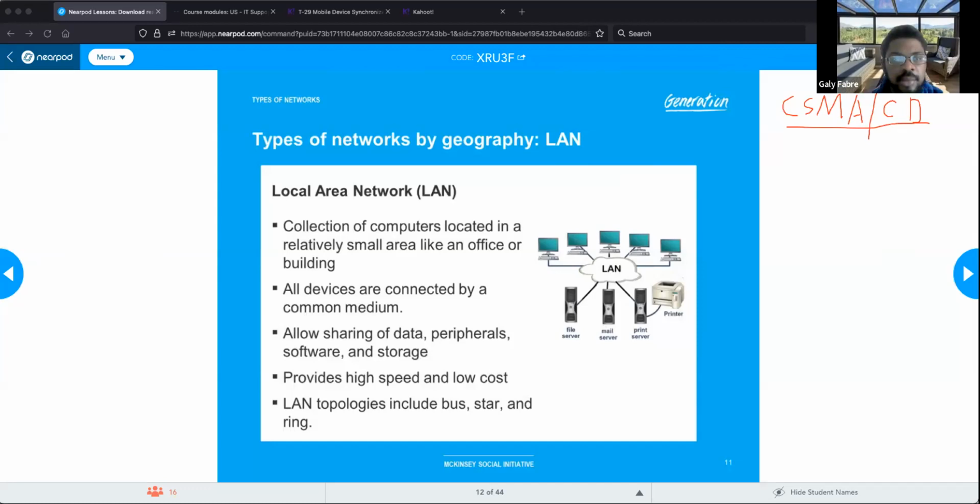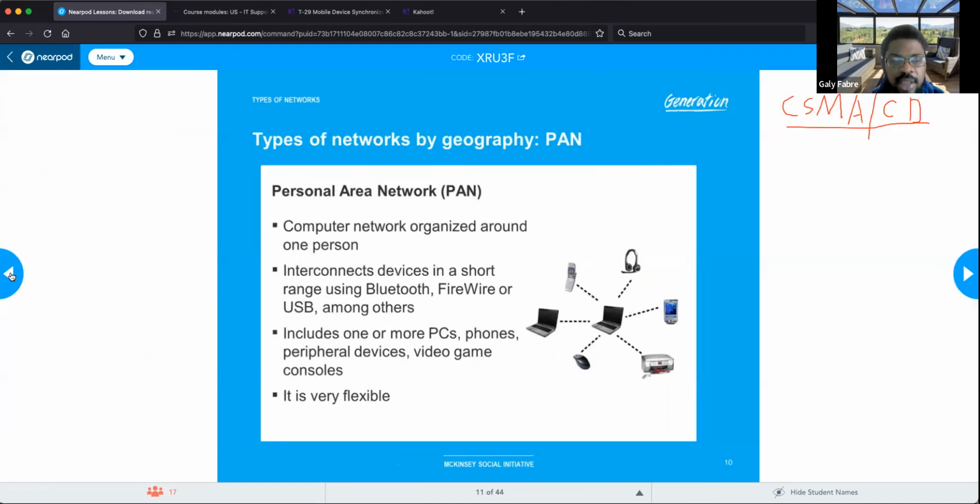You might want to go back to the slide for PAN. Yeah, but what kind of topology is that one? Does it have a topology, or is it just by itself? The best you could associate it with would be a star.